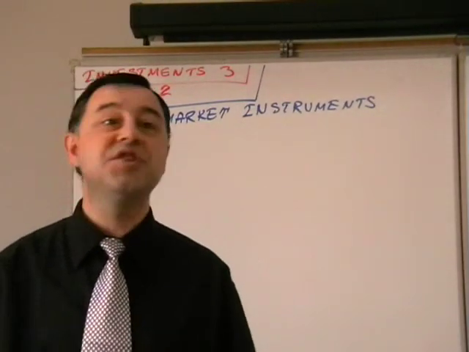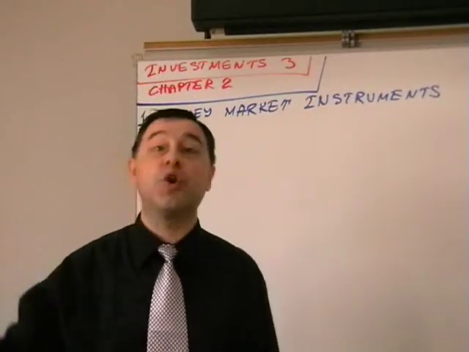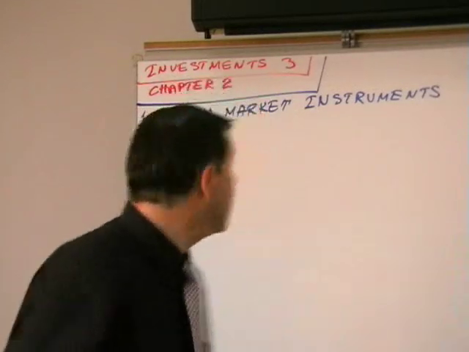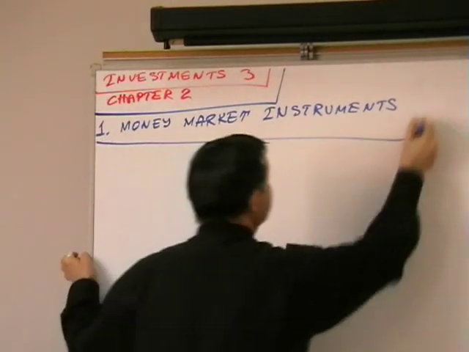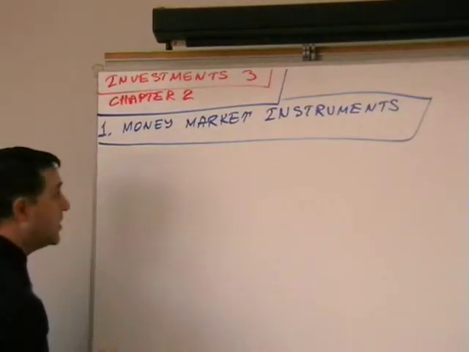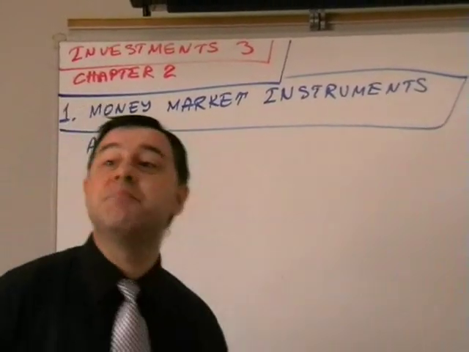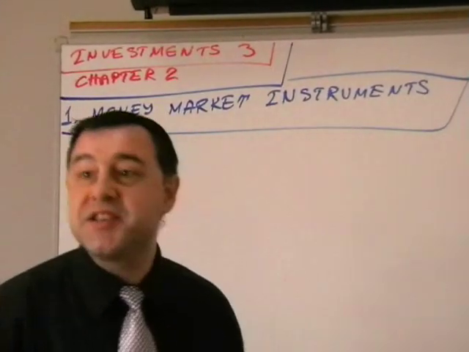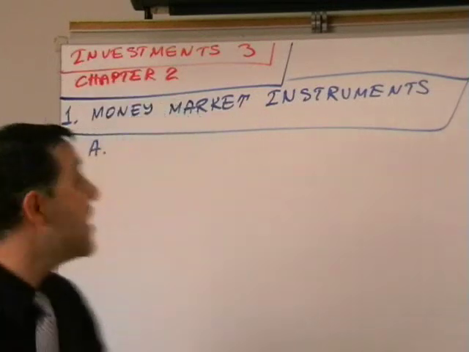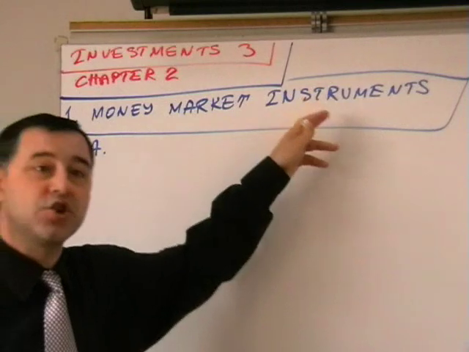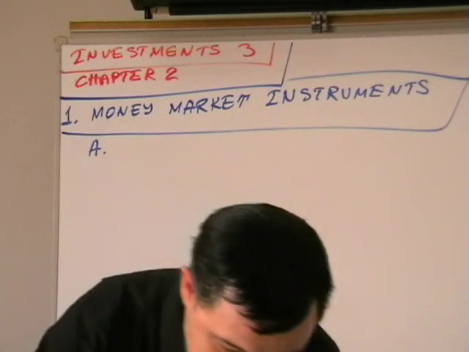A market is a place where securities or other goods or services or any asset is generally traded. We don't want to study money market in this section. We want to study money market instruments. So what is a money market? A money market is a market where money market instruments are traded. A money market instrument is a financial instrument which matures within a year or less.